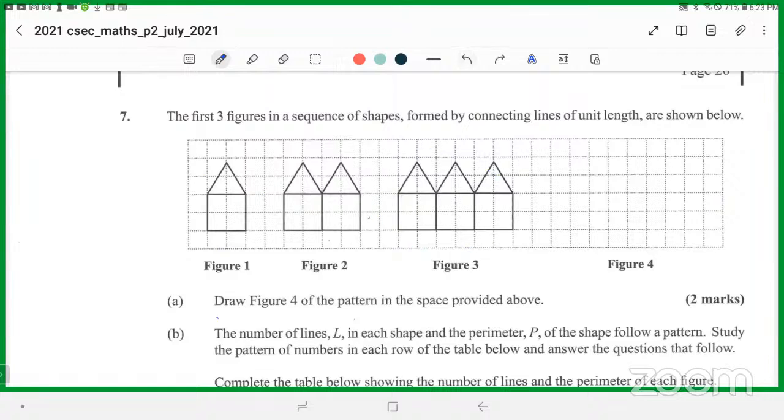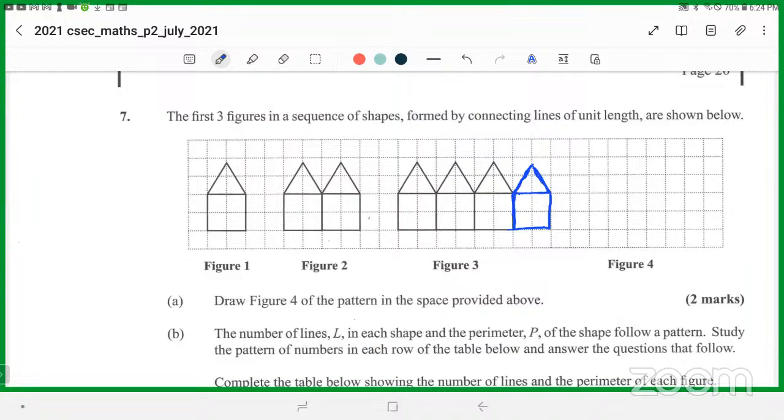And I want us to draw the fourth figure right here. So I'm going to add on one more house looking thing onto this one. So it's going to be bam, bam, bam. And then come up to about here. Don't go all the way up, do about there. If I add that onto there, that will be my fourth figure.